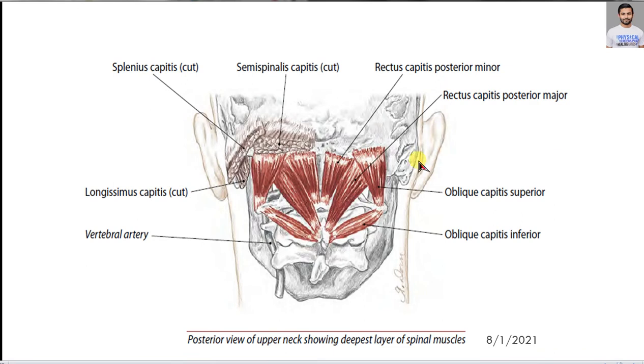These are the occipital muscles, and these are the deepest layers of the muscles. Over here you can see the rectus capitis posterior major, the rectus capitis posterior minor, semispinalis has been cut, obliquus capitis superior, obliquus capitis inferior. So these are very deep muscles, and there is a very interesting fact about these muscles.